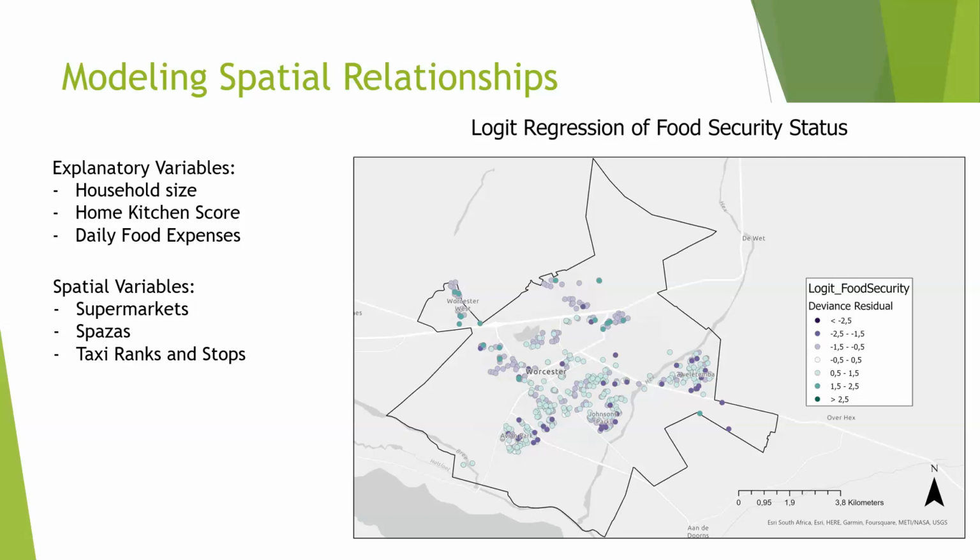In a logit regression, we have a binary value for this dependent variable. Food secure households are identified as 0. Food insecure households are identified as 1. And so using a logit regression tool in the system, we can identify spatially areas of food insecurity predictions.